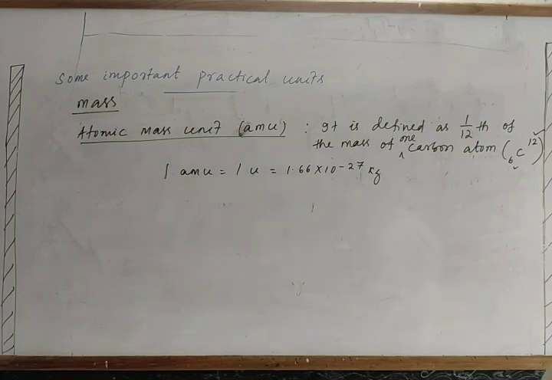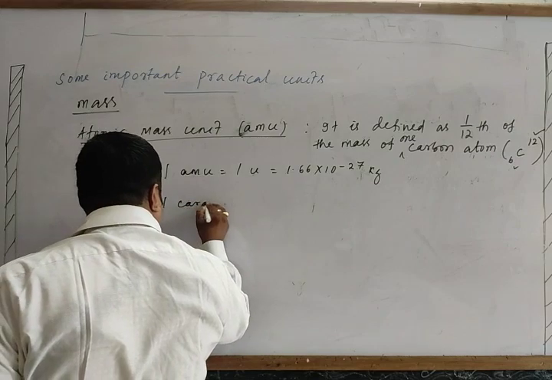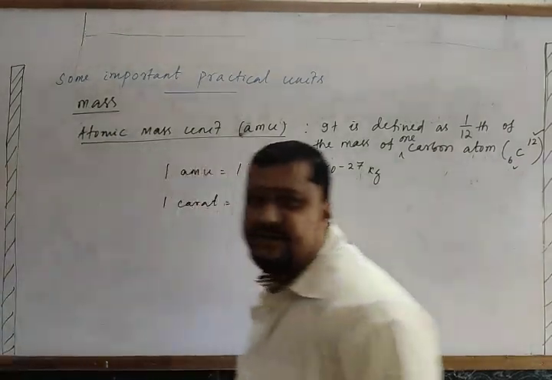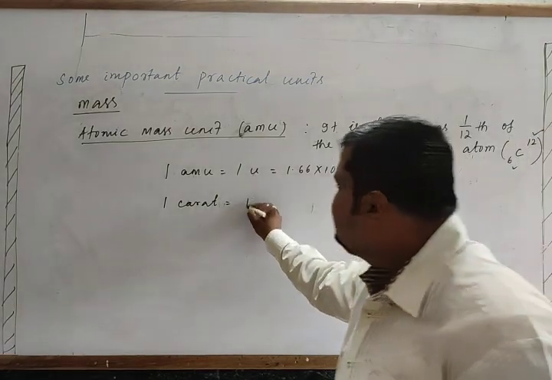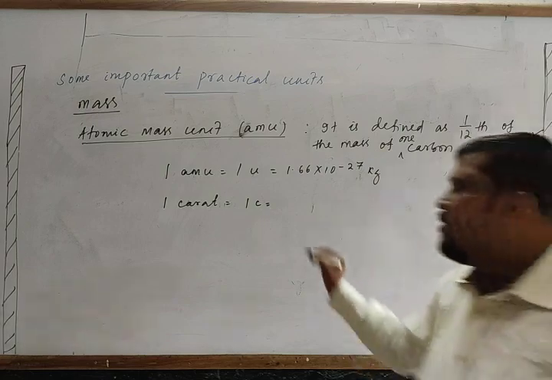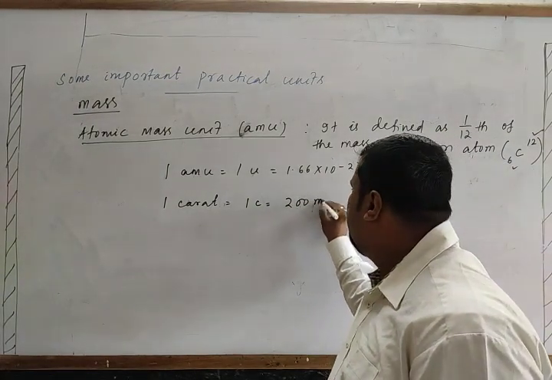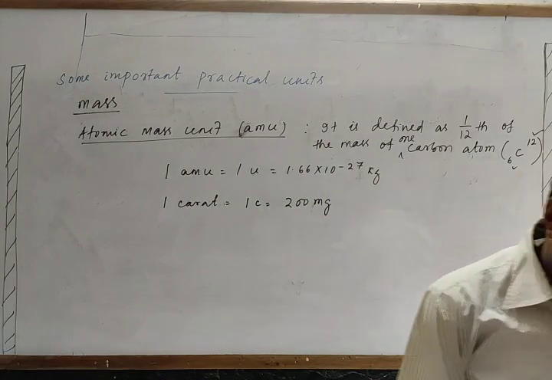Another one is the carat, for measuring gold. 1 carat, or we can write 1 C, is equal to 200 milligram. Very small. Okay.